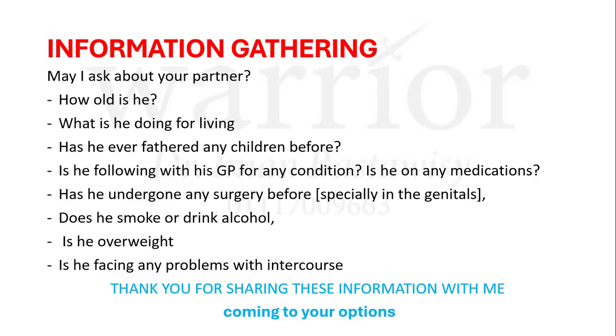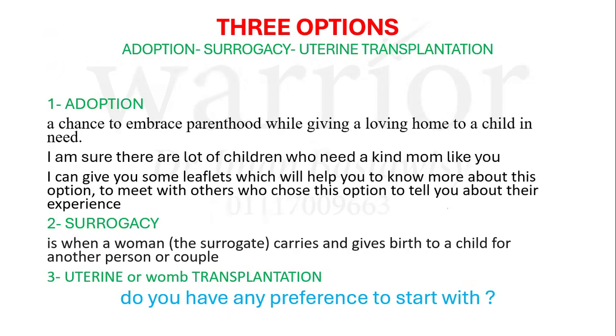Now, by this, you thank her for sharing this information with you, because this is a privilege that she's sharing very sensitive information with you. And now coming to your concern, coming to your options, Sarah. We have 3 options for you, Sarah. You need to enumerate them first, okay? Adoption, surrogacy, and uterine transplantation.